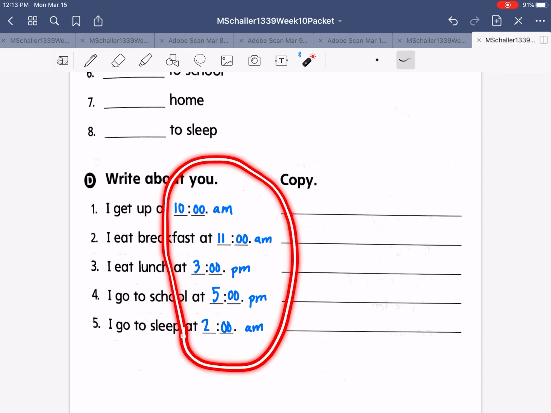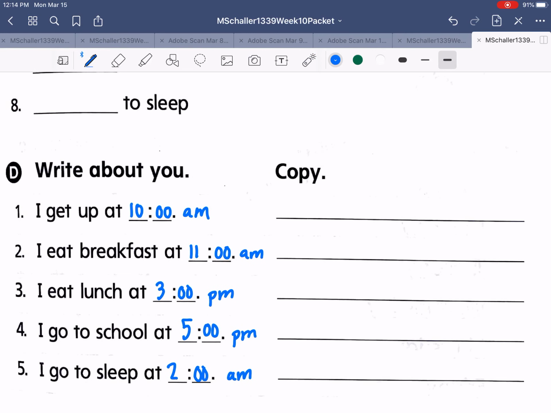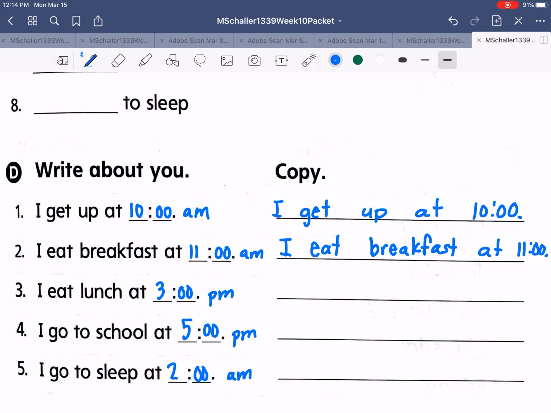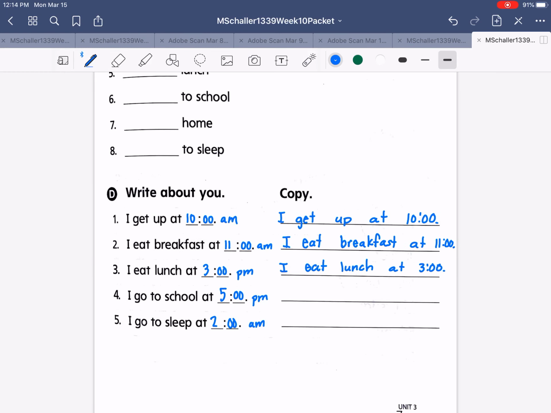Okay, so you write your own times, and then here, copy the sentence. So, I get up at, and then you write your time. For me, I get up at 10. I'll write 10. Then copy this sentence. I eat, these are small lines. I eat breakfast at, will it fit? I eat breakfast at 11. I eat lunch at 3. And then same with these two. Copy this sentence, copy here. This sentence, copy here. Remember, write your own times. These are Teacher Mary's times. What are your times?